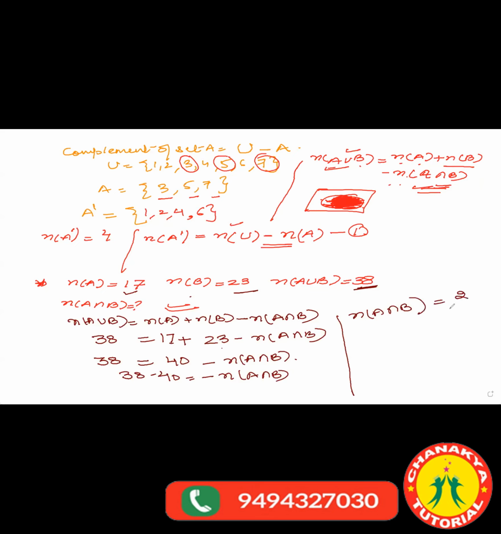So that means there are 2 elements which lie in both A as well as B. Okay? Understood, beta? Jaswant, Preetam, Dhanunjay? Yes, ma'am. Okay. Please note it down.